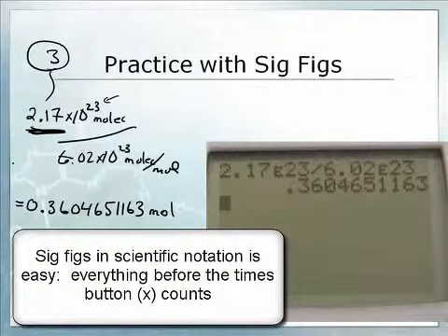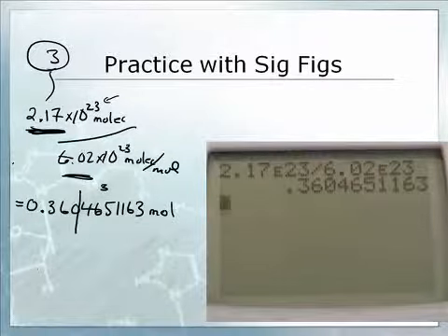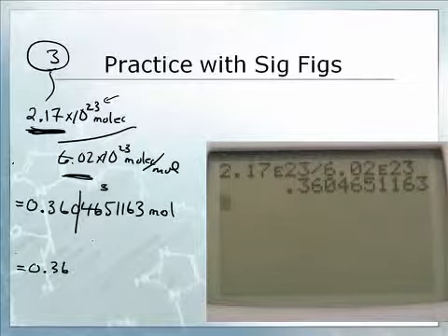There's 3 there, and then the 6.02 also looks like there's 3 there. So our answer has 3 digits, and we're going to round to the third digit. So this one will be 0.360. What do we do with that 0? We're going to leave it, because the 4 does not make it round up.